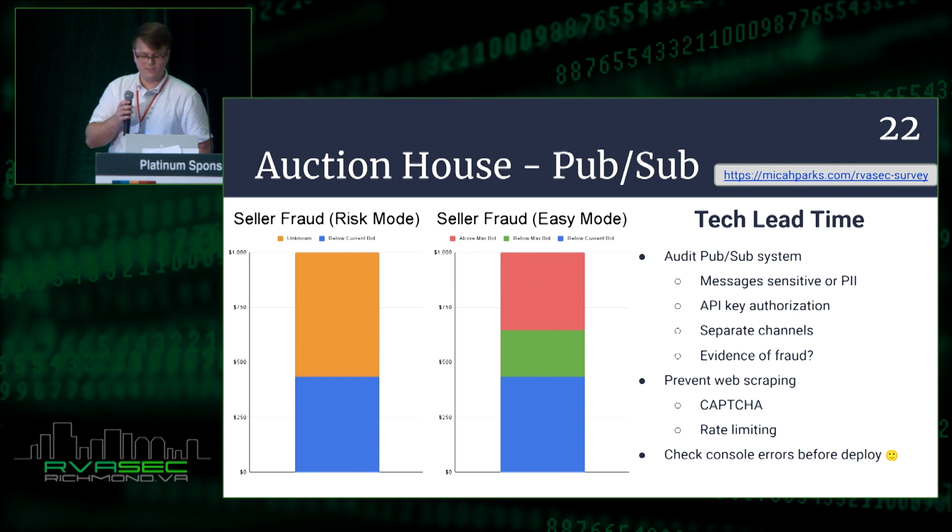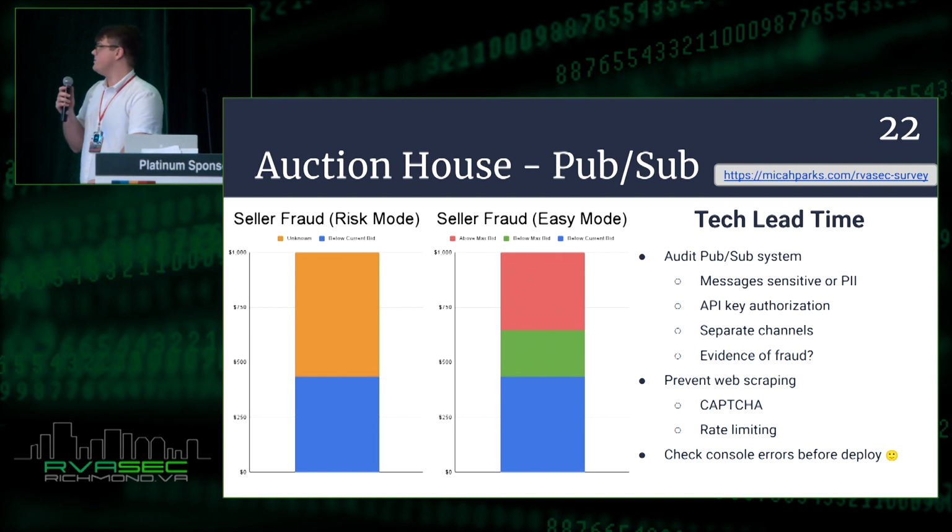Yeah, so let's do tech lead time. First thing I would recommend is that you audit your publish subscribe system. You need to check your message contents to see if there's anything sensitive being published to the front-end client, such as the top bid, or any PII. You definitely don't want everyone to know the billing address for other bidders. Like if someone wins the item you were looking at and you lost it, now you know where the item is going, now you know how to harass them or take it back or something like that.